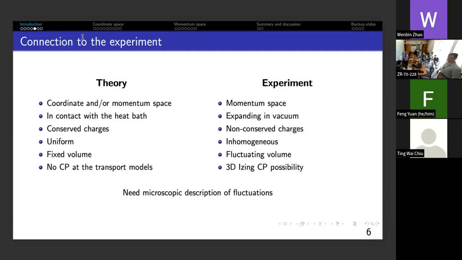And one important thing here, which I put separately, is that both approaches need a microscopic description of fluctuations, and that's what I said, that in general that's something that can be easily forgotten when we work with the partition function and the canonical ensemble formalism.